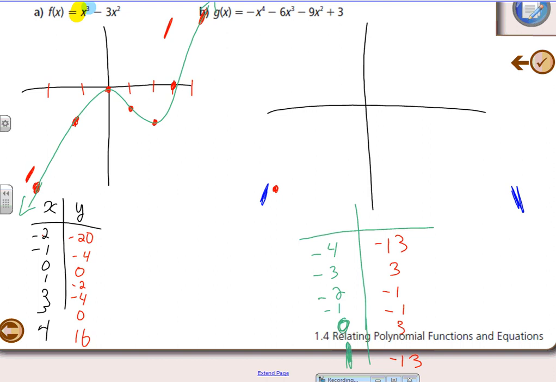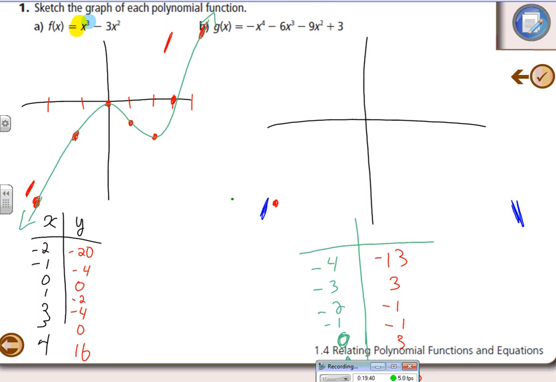-3 and 3. So -4, -13, -3 and 3. Up here somewhere. -2 and -1. Oh, look at that, it came back down. -1 and -1, and 0 and 3, and 1 and -13.